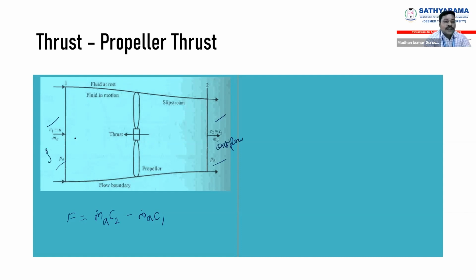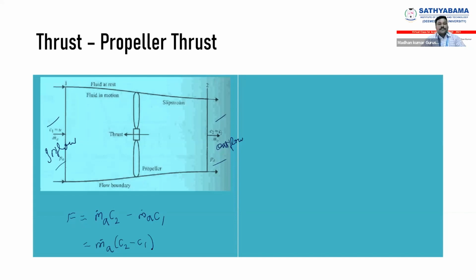Outflow and then inflow, right? While solving the one dimensional form of the momentum equation, you have to consider this inflow and outflow condition. Inflow is negative and outflow is positive. So your outflow momentum is m dot a into C2, and your inflow momentum is m dot a into C1, right? On taking m dot a out, what we get is C2 minus C1. So we have m dot a into C2 minus C1.